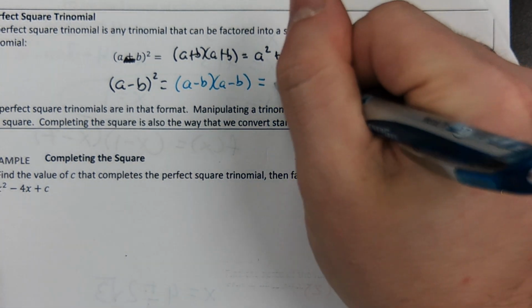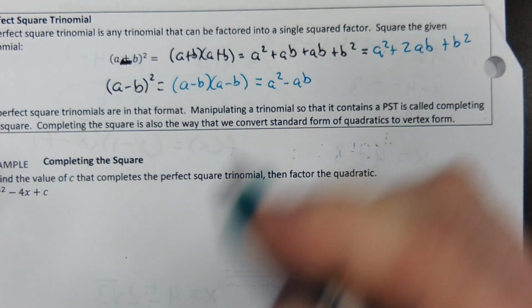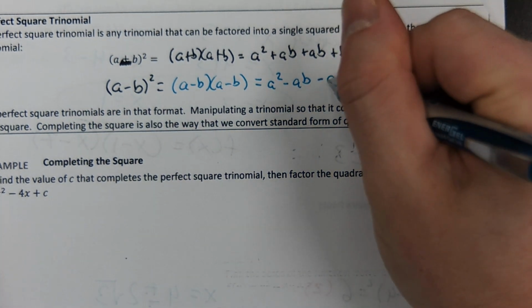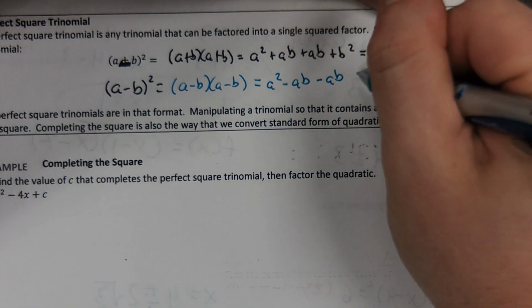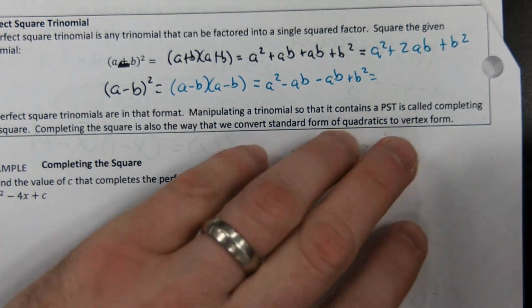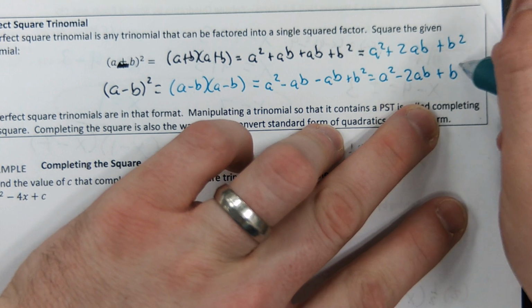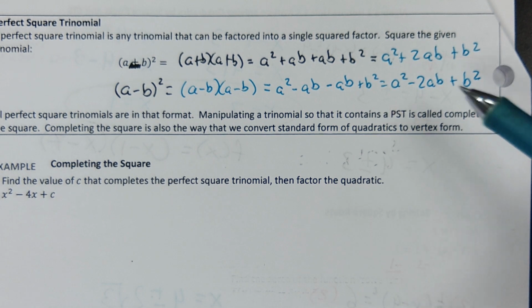Anyway, a times a gets me a squared. Now, a times negative b gets me negative ab. And then again, negative b times a, keep your answers alphabetic, is negative ab. But negative b times negative b is still going to be plus b squared. The two things in the middle are the same kind of term. We can combine those like terms and get a squared minus 2ab plus b squared. So hopefully you can see that only one thing changed. This symbol. That's the only difference.